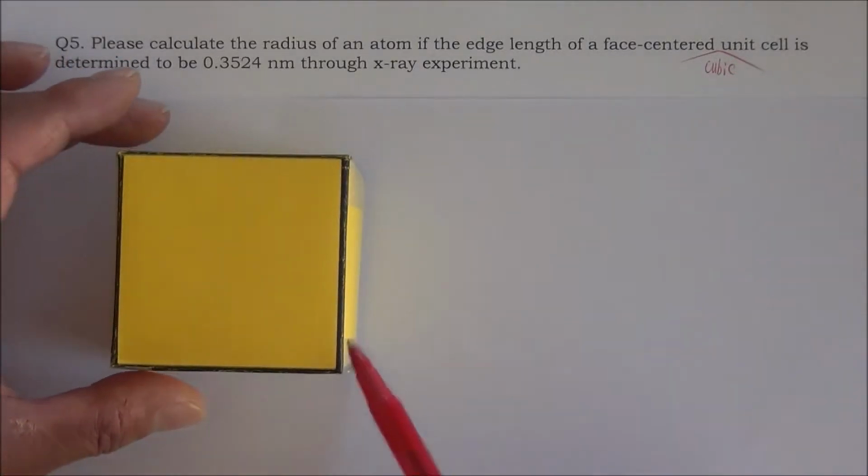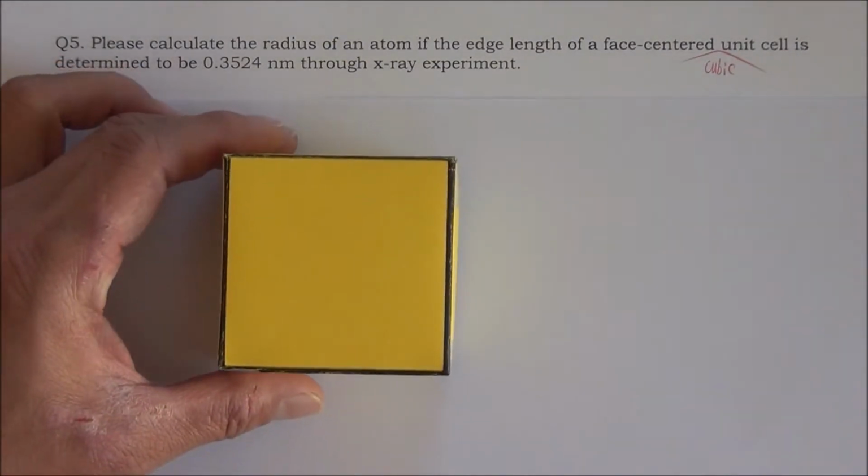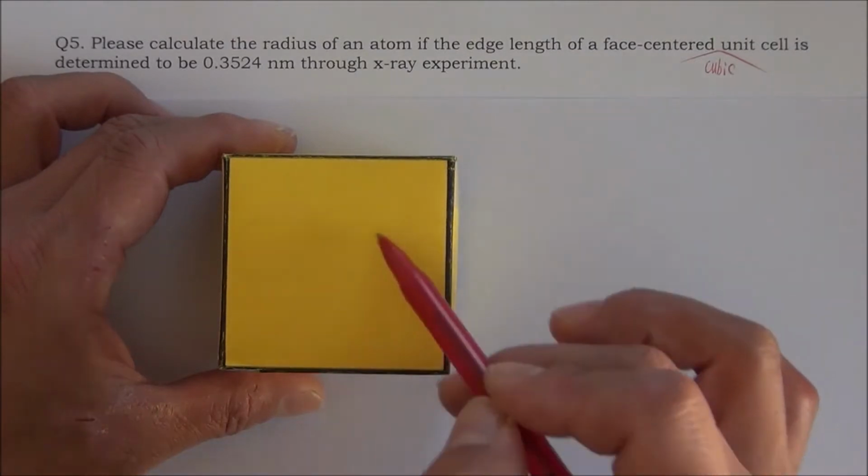Let me use this cube to represent the structure of a face-centered cubic unit cell. It has 8 corners. 1, 2, 3, 4, 5, 6, 7, 8. Each corner has 1 atom. It also has 1 additional atom on each face.